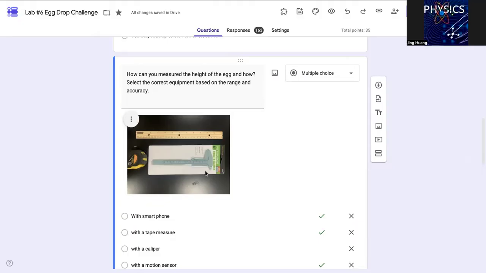This standard ruler, interestingly, has both metric and English markings. If we look at the centimeters from 1 to 30, between 0 and 1 centimeters, there are 10 markings. So the accuracy is 1 millimeter. This is not as accurate as the caliper, 1 millimeter versus 0.05 millimeter.